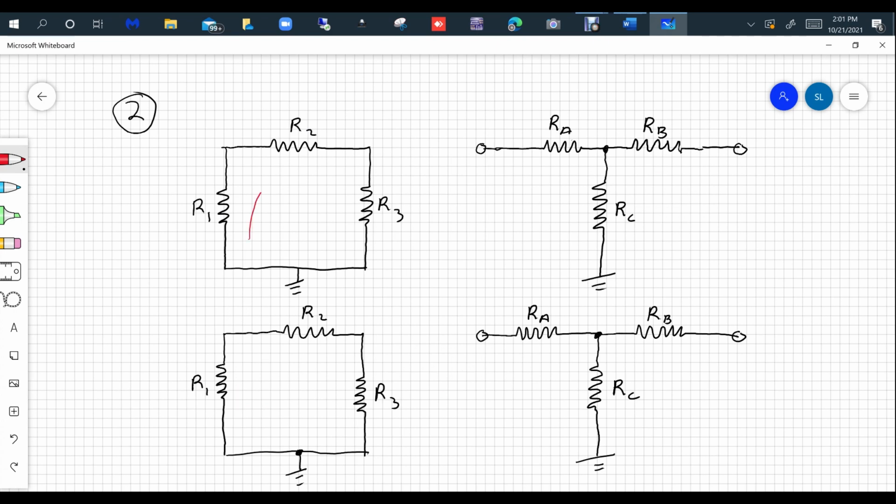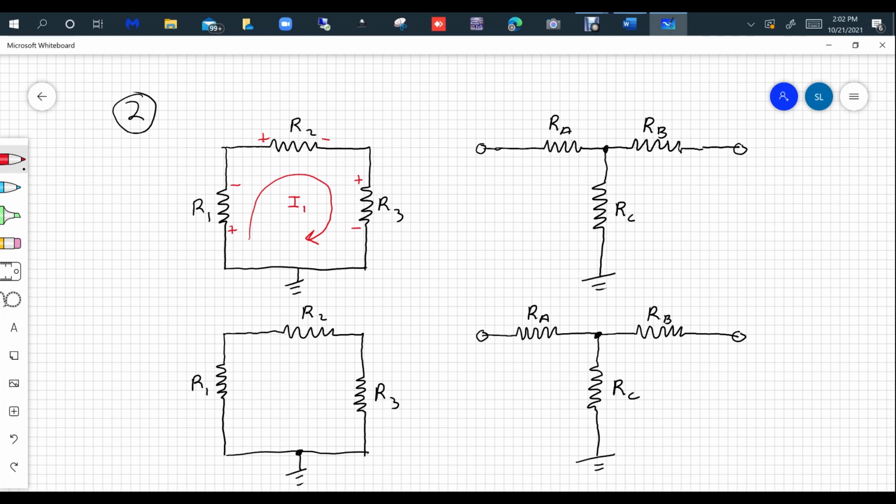Let's say you assign a clockwise direction of current. Let's say you call that current I1. As soon as you show that current, you put a plus there and a minus there, a plus there and a minus there, and a plus there and a minus there. That's called the passive sign convention.